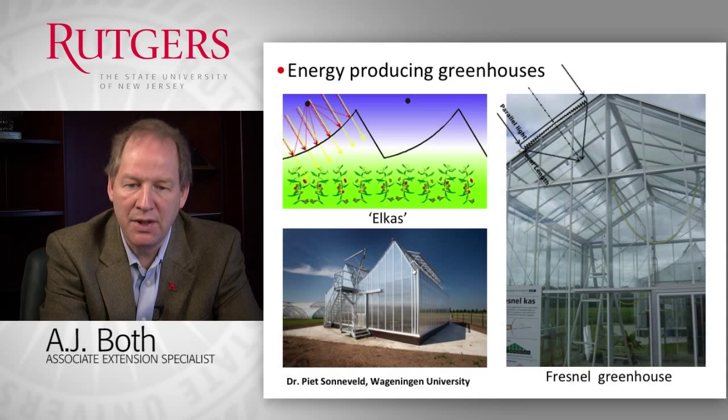On the right hand side you see a similar approach, but a little different design. Now the south facing greenhouse roof section is outfitted with a Fresnel lens. That lens is a very thin lens.